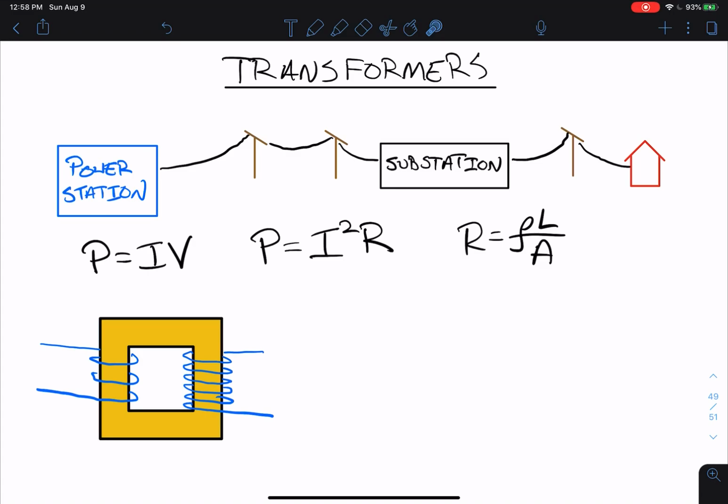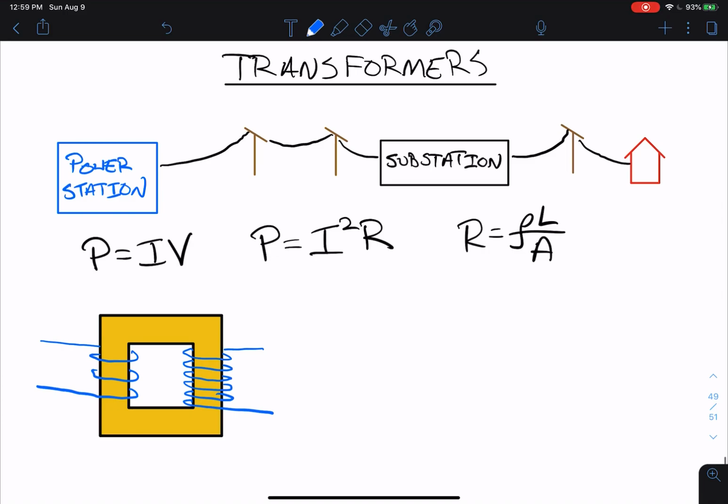Now, what this all amounts to is we're talking about a transfer of energy. So we can talk about the power that is involved. We can talk about the power in the first set of loops, which is called the primary, and the second set of loops, which is called the secondary.